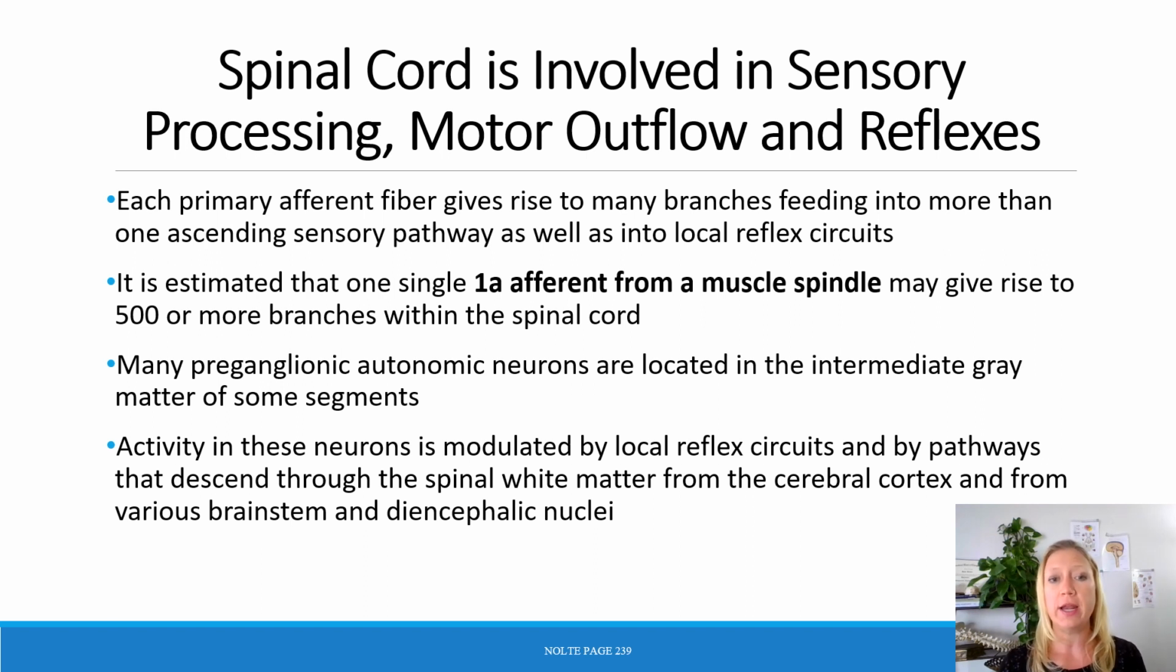Many preganglionic autonomic neurons, so autonomic, remember our fight or flight, rest and digest, are located in the intermediate gray matter of some segments. Activity in these neurons is modulated by local reflex circuits and by pathways that descend through the spinal white matter from the cerebral cortex, so think corticospinal tract, and from various brainstem and diencephalic nuclei. So remember diencephalon, all things thalamus, right? Epithalamus, hypothalamus, thalamus, thalamic nuclei, right?